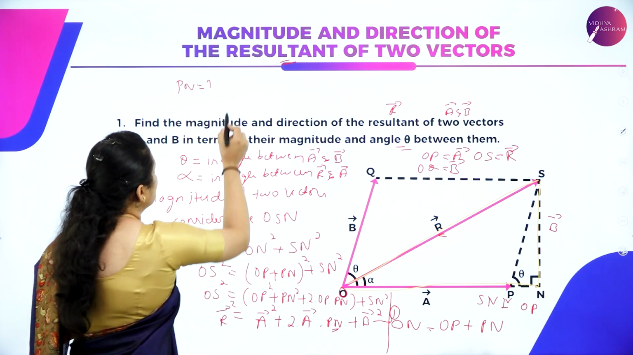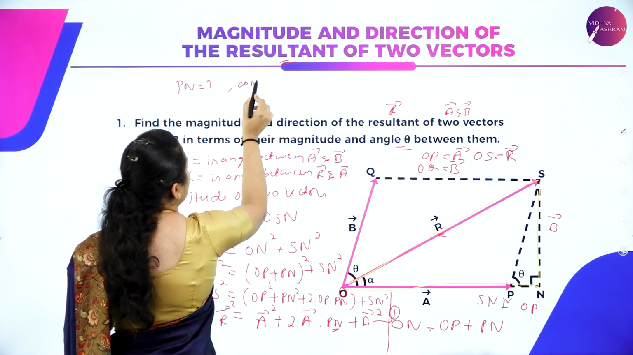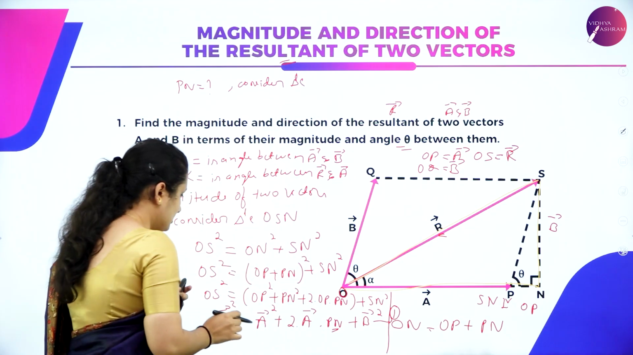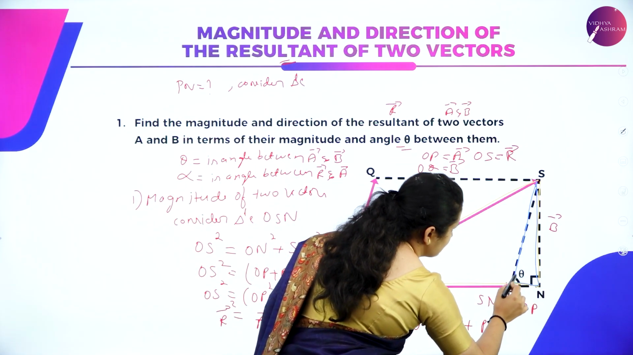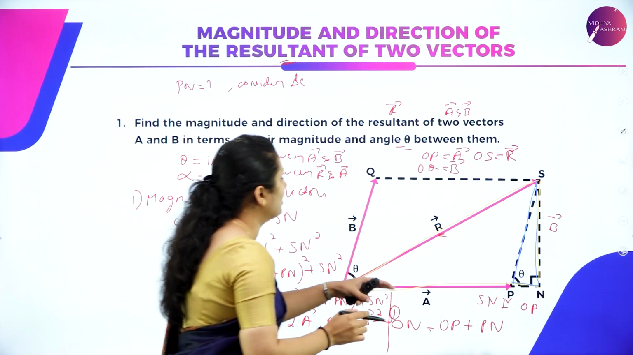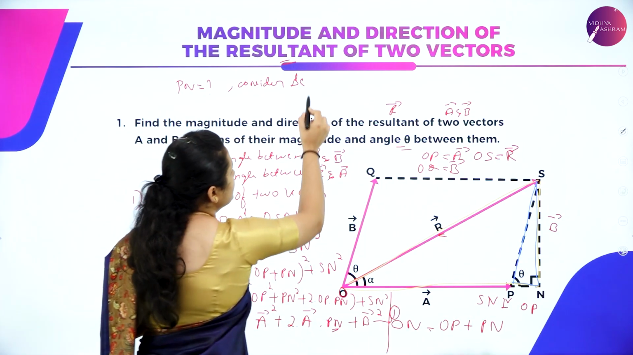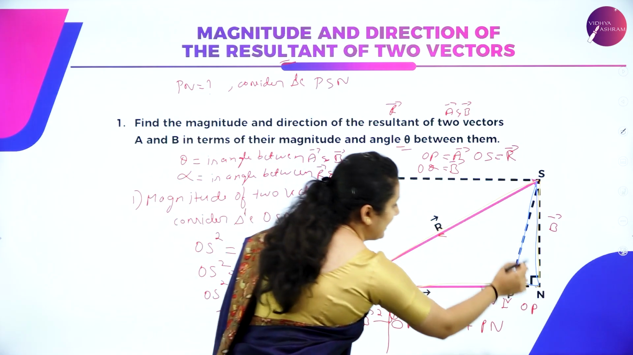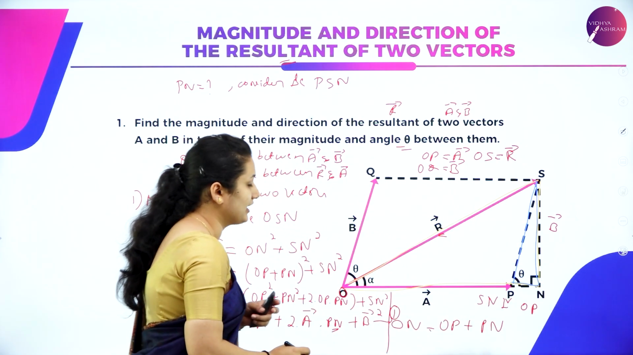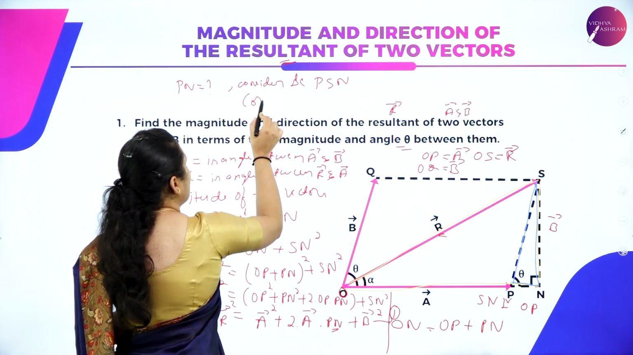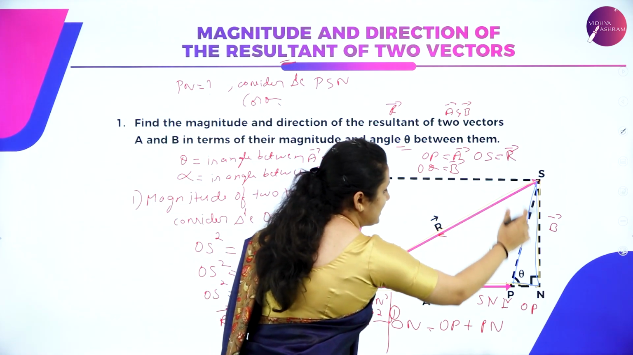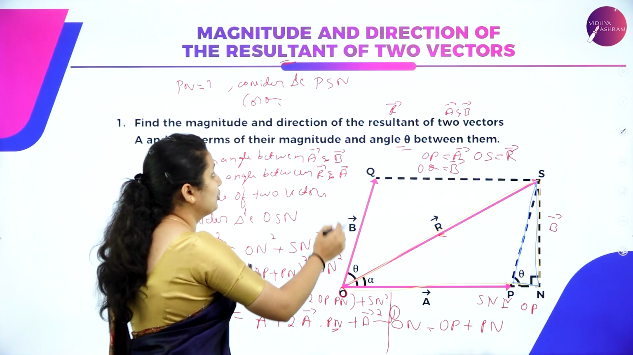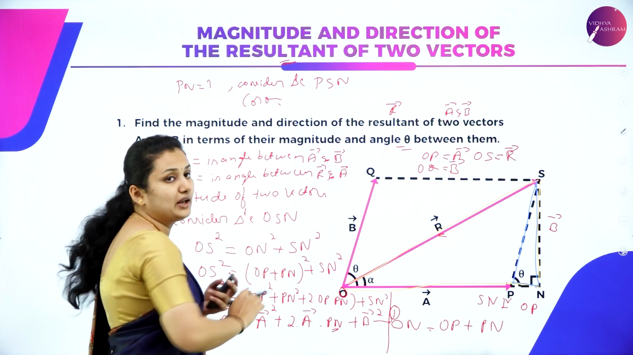So, consider triangle PSN. Consider this triangle to find out what is PN. It is a right angle triangle. So, what is cos theta? What is adjacent by hypotenuse? If you can find adjacent by hypotenuse, that will give you the value of PN.